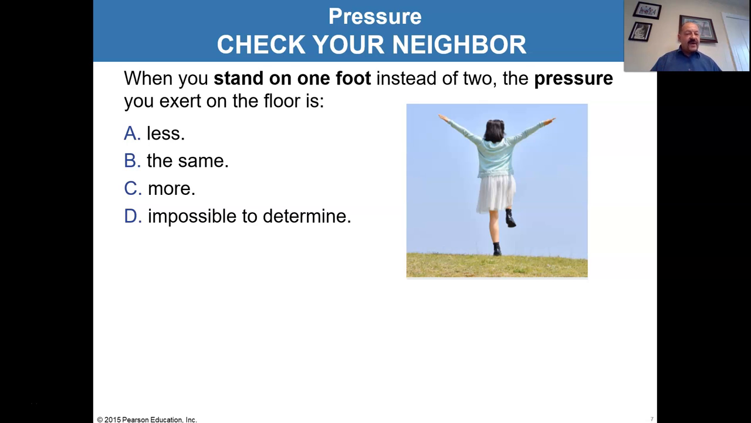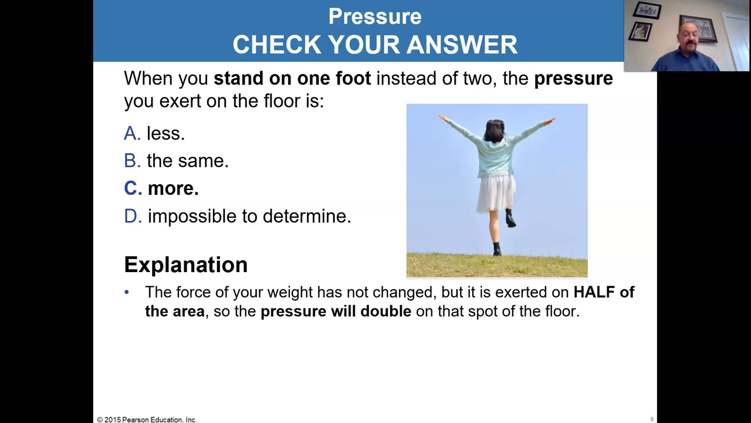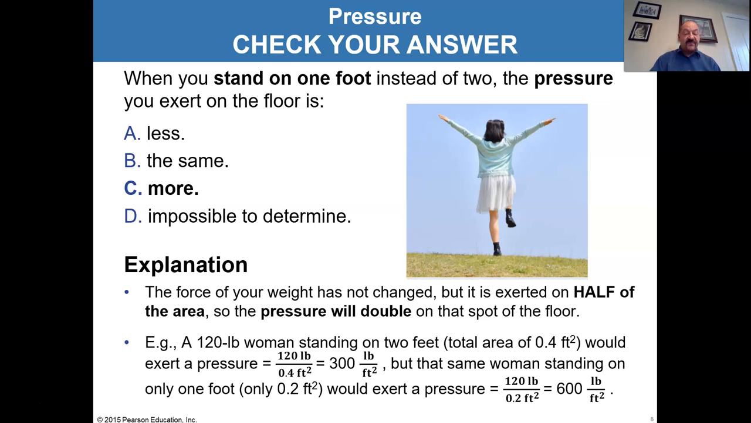Well, you've cut your area in half. So remember, pressure equals force divided by area. So pressure is inversely proportional to area. Whatever you do to area, the opposite will happen to pressure. So if we stand on 1 foot, we have cut the area in 2. We've decreased it twofold. Therefore, the pressure will increase twofold, and we will have more pressure in this case. Right? Half the area, double the pressure for the same force. This is if we have the same weight, the same force.